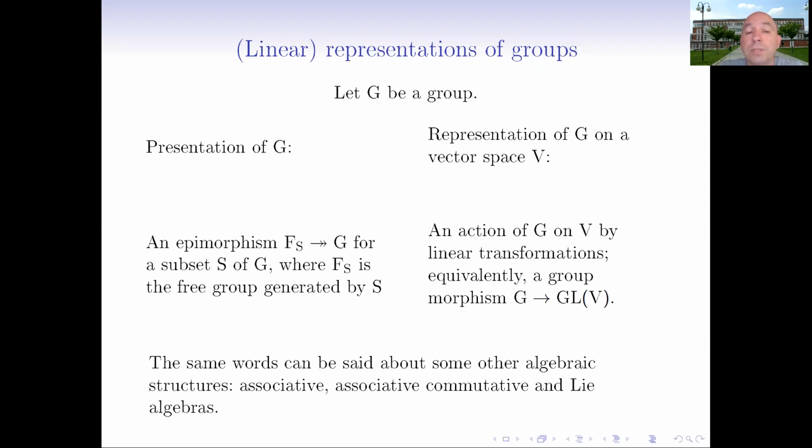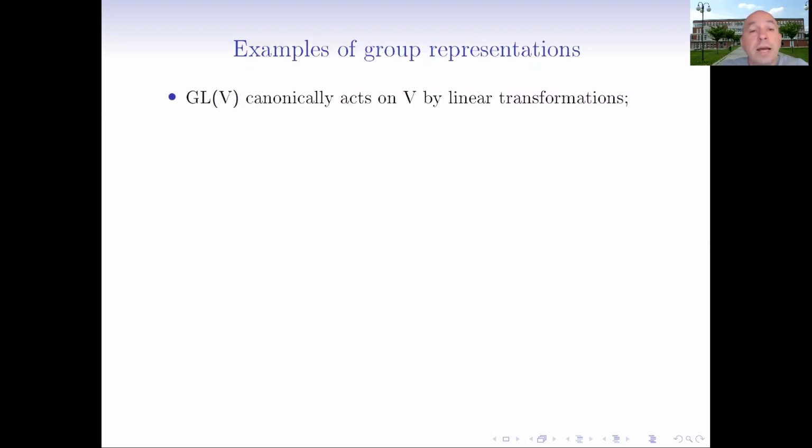Also, we can say the same words about other algebraic structures: associative, commutative, and Lie algebras. In all these cases, we also have free objects. Whenever the objects are generated by some set, there are free associative, commutative, and Lie algebras. The free associative is also called the tensor algebra. Free commutative is the symmetric algebra, and free Lie is free Lie, the universal invariant of which is the tensor algebra. And then also we should distinguish between the presentation and the representation. Okay, these are some words from the vocabulary.